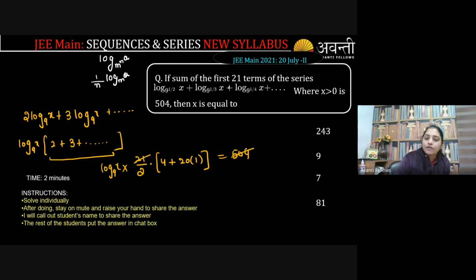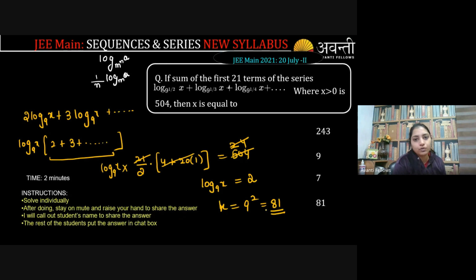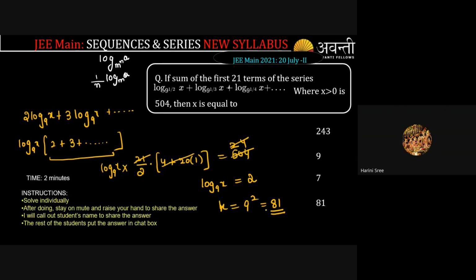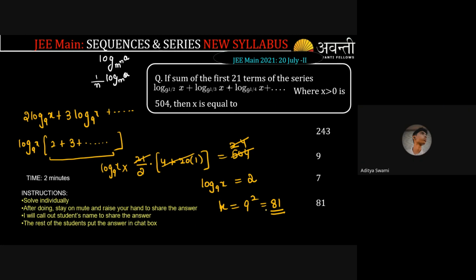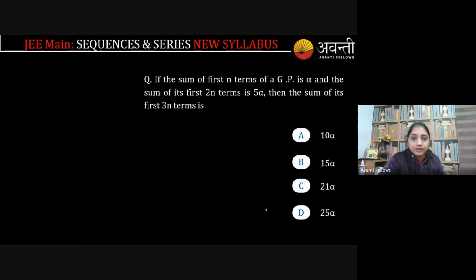Then 21 twos are 42, 21 fours are 84. Then 24 and 24 cancel. So log base 9 of x will be 2. So x must be equal to 9 raised to power 2. That means 81. This was the approach, my dear friends, who already covered this question. Yes, ma'am. Okay. Any doubt? No, ma'am. Okay. See the next question. Take 2 minutes.